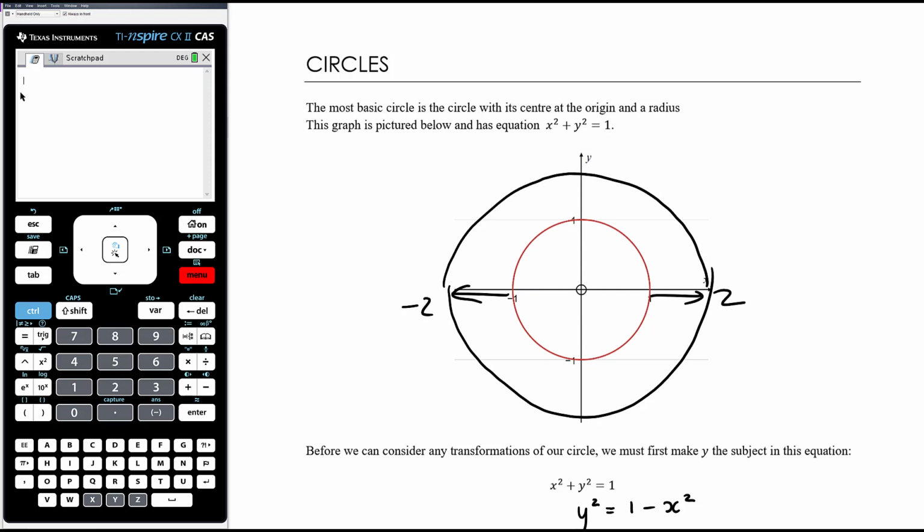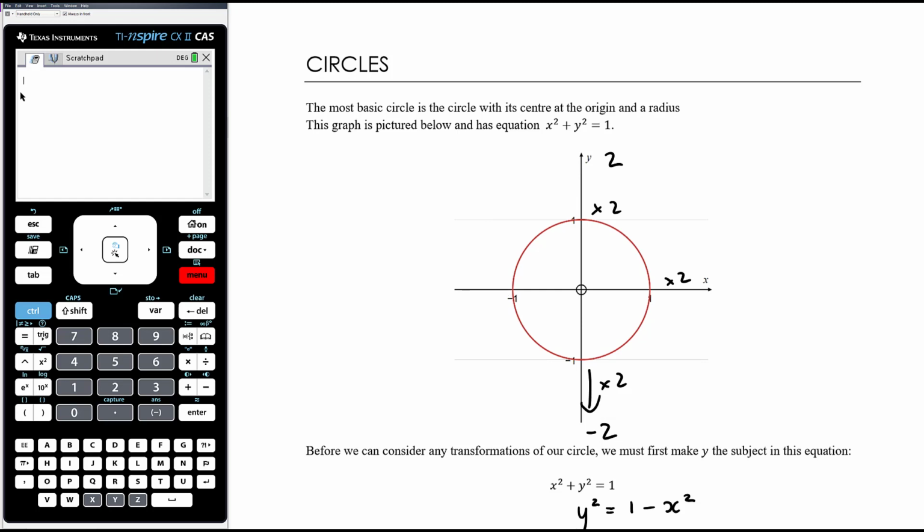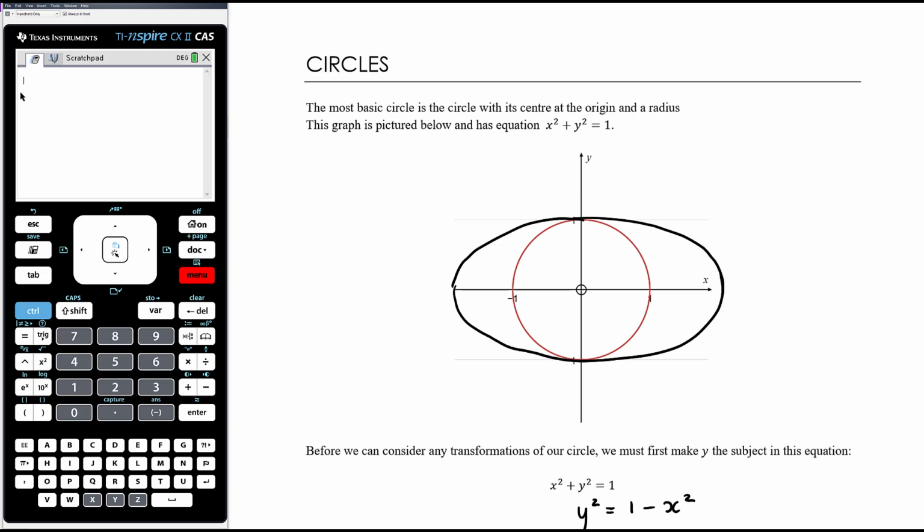But it also, if we only did that, we would get an ellipse that does this, okay? So we also need to dilate from the y-axis by a factor of 2. So we actually need to be multiplying by 2 in both directions. So as I said, if we were to just stretch from the y-axis by a factor of 2, we would only stretch the graph out this way and it would become an ellipse that way.